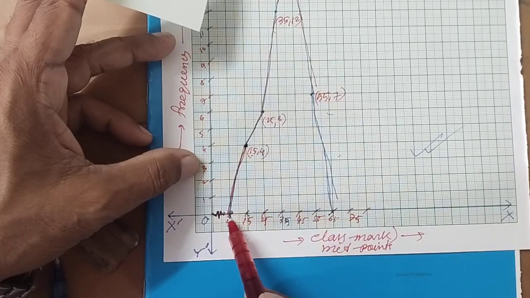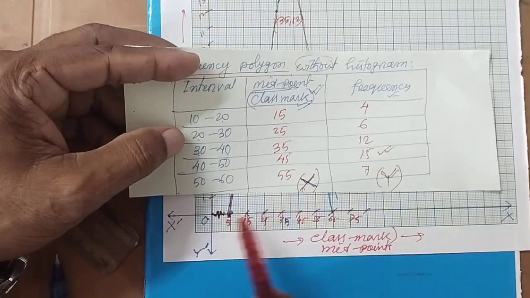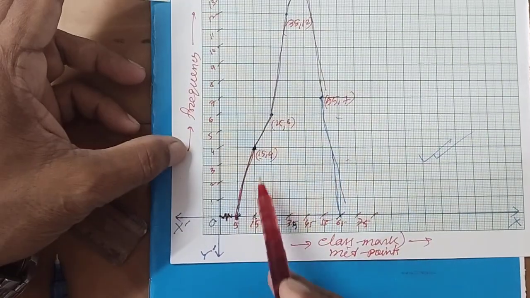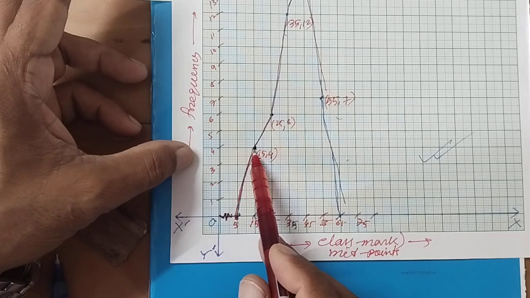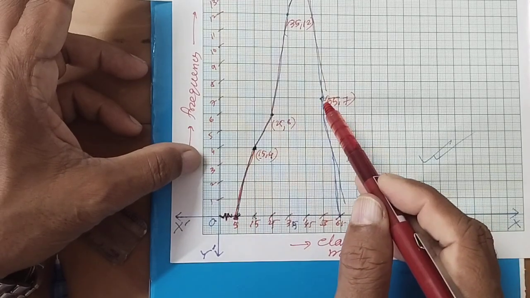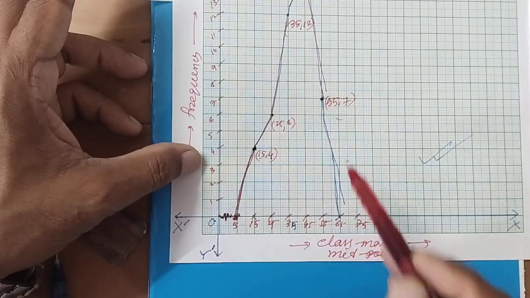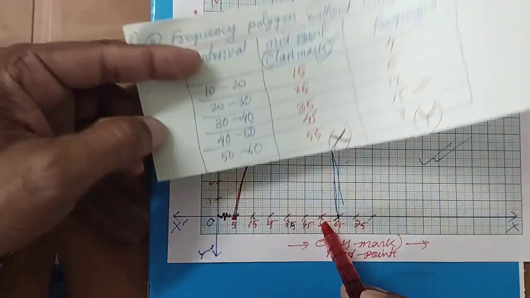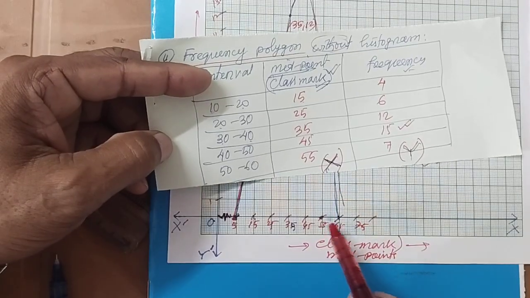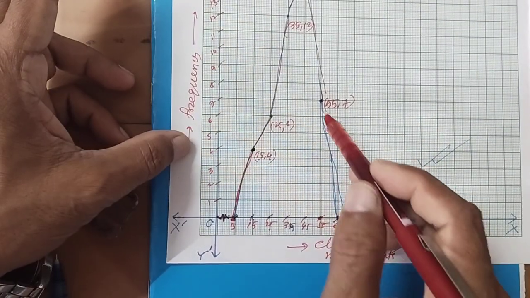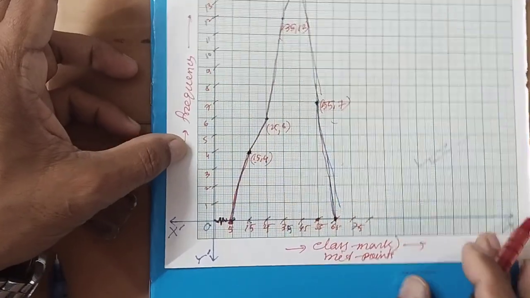The next mark here is 5, the previous mark. 5 is not there in the interval, you see. 5 is not there in our data. So we join the left point to the next mark on the x-axis, and the rightmost point also we join to the x-axis at the next mark. The highest value in our data is 55, but we join to the next point, that means 65, on the x-axis by scale.